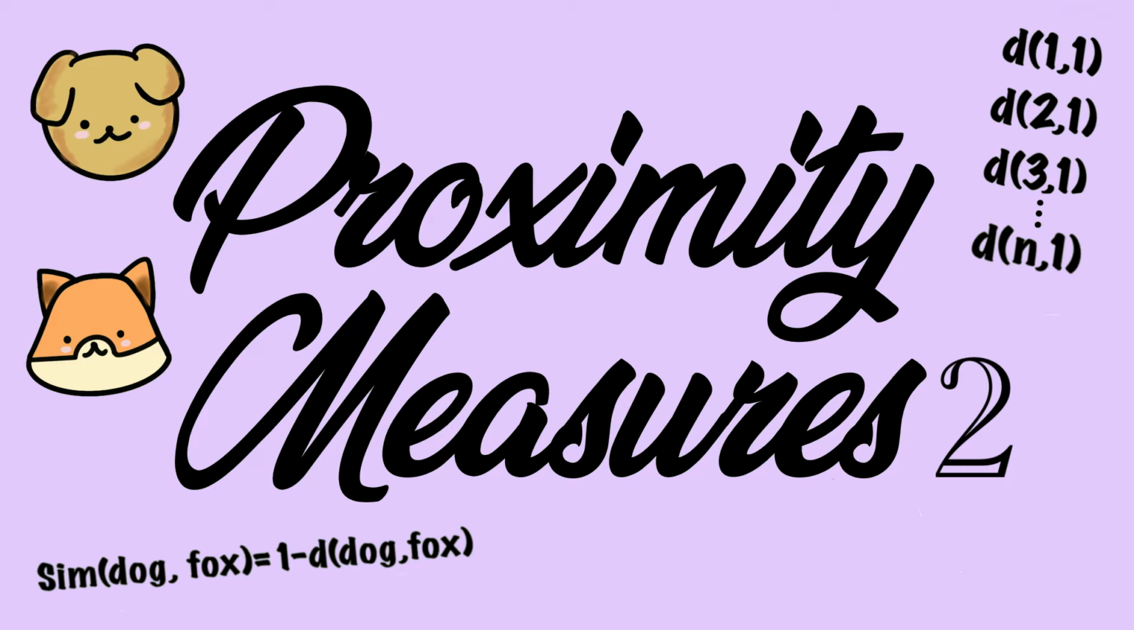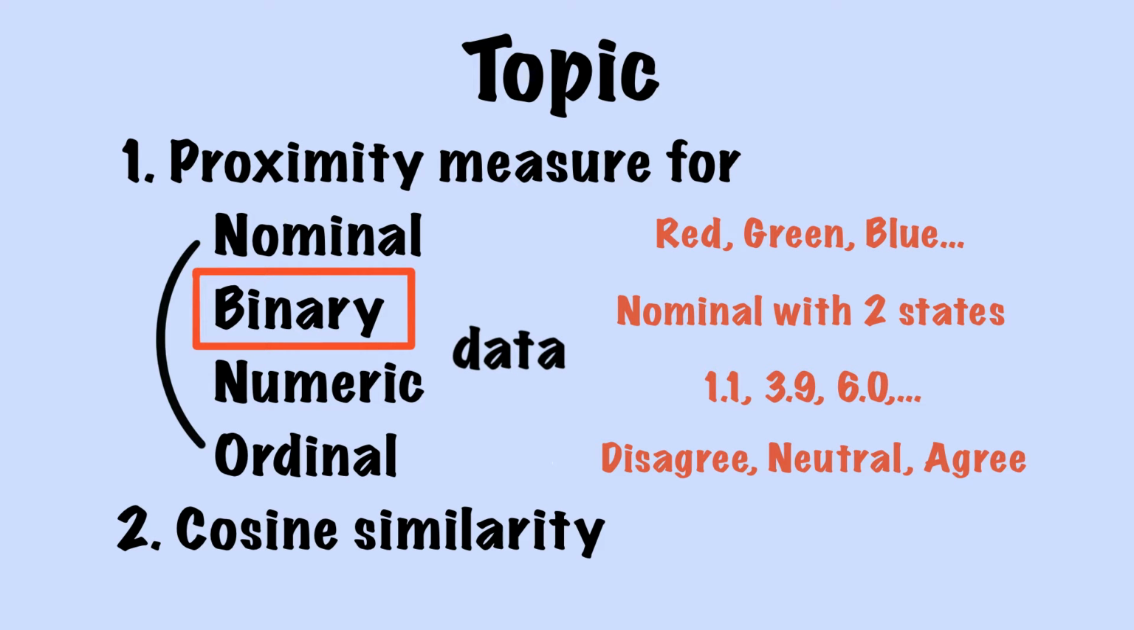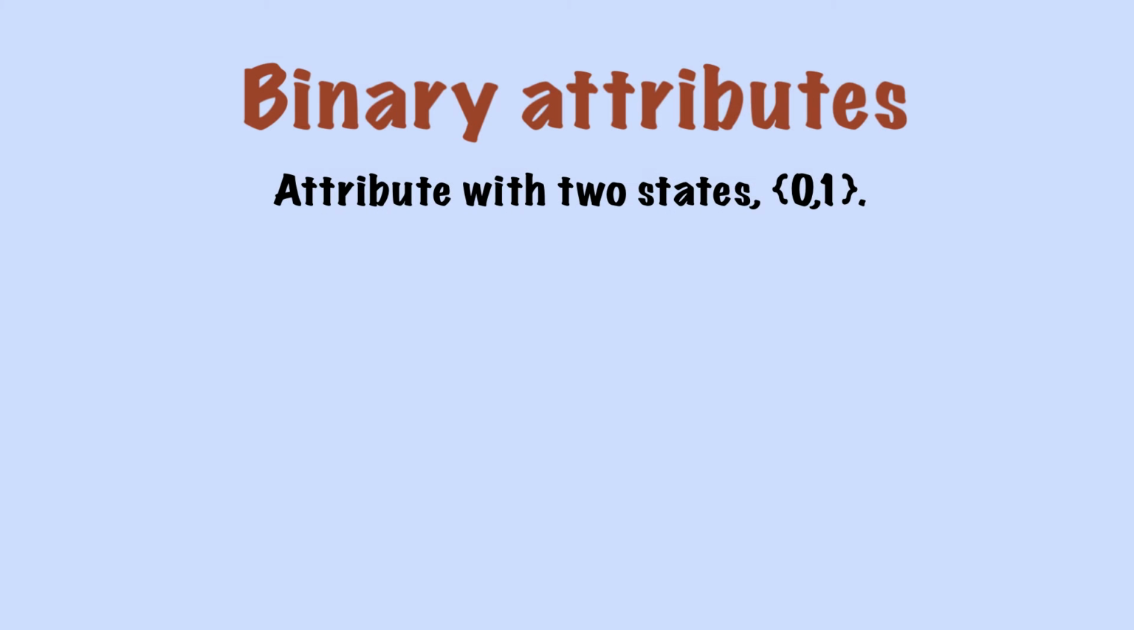Hey guys, today's video is about proximity measures for binary data. I'll only talk about binary attributes in this video, and you can find the others in my channel. To recap, proximity measures calculate the similarity or dissimilarity between two objects, and binary attributes have only two states, which is typically denoted as 0 and 1.